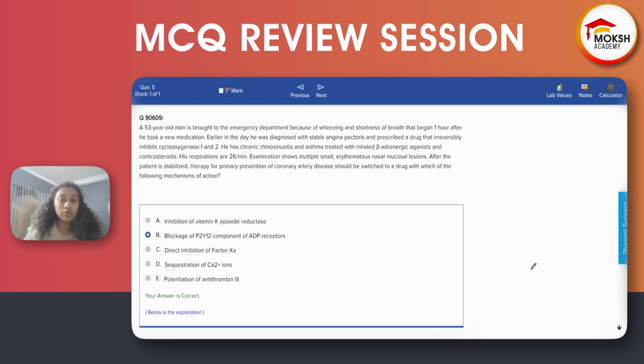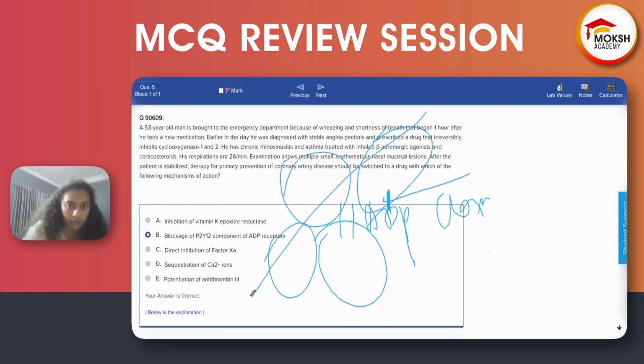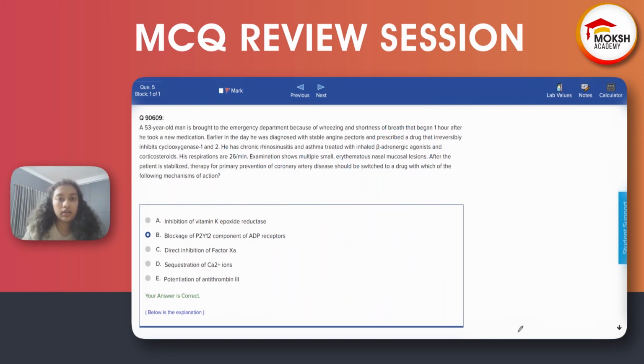If you inhibit the ADP receptor by giving clopidogrel, platelet aggregation won't be there, so you won't form thrombus. You won't form thrombus, it won't go to embolus. That's the main motto of giving clopidogrel, right?